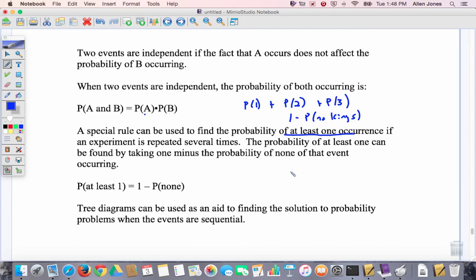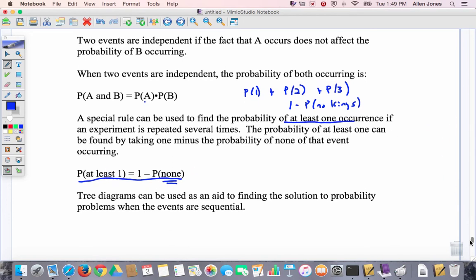So that's the idea of the complement we talked about back in the first section or two, that no kings is the complement of the event of at least one. So a shortcut is just do that probability one time and subtract it from 1. And you can see that pictured here. The probability of at least 1 is 1 minus the probability of none. I'm going to rephrase this word none as being the opposite of the at least 1. So when I say at least 1 king, the probability of no kings.